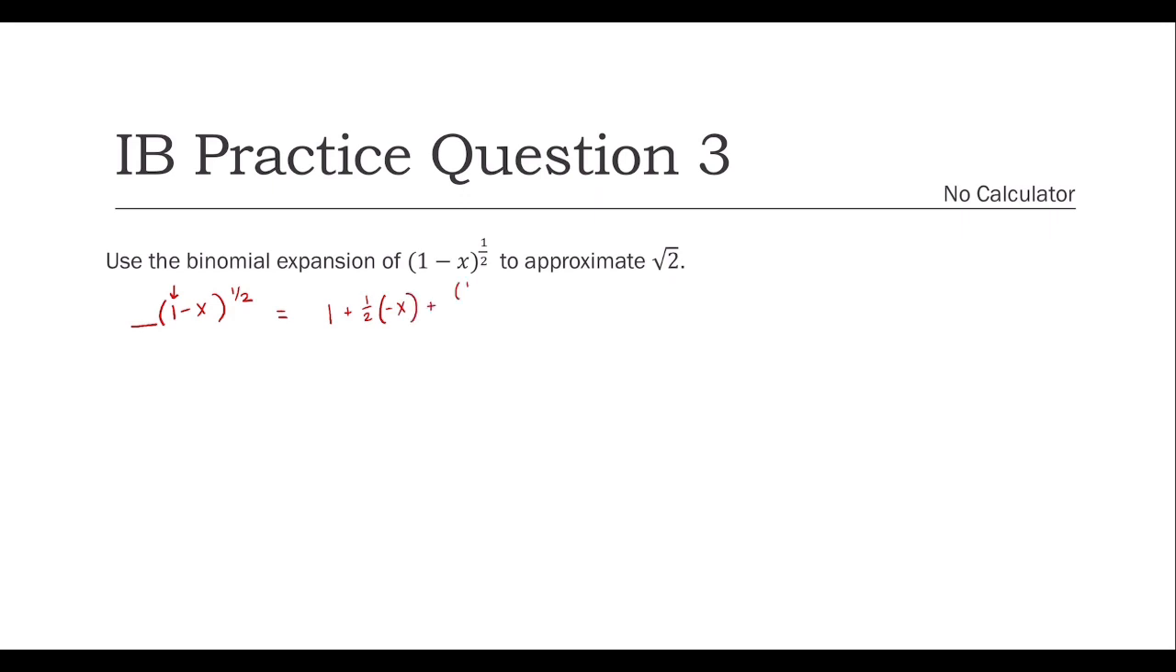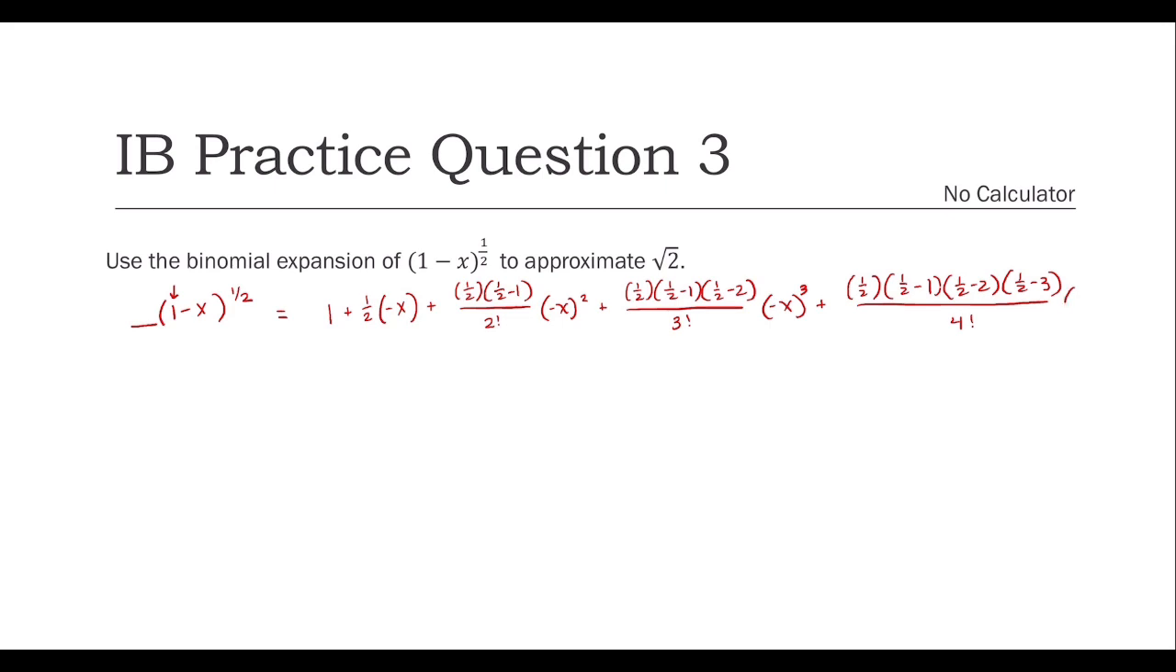plus 1/2 times (1/2 minus 1) over 2 factorial times negative x squared, plus 1/2 times (1/2 minus 1) times (1/2 minus 2) over 3 factorial times negative x cubed, plus 1/2 times (1/2 minus 1) times (1/2 minus 2) times (1/2 minus 3) over 4 factorial times negative x to the fourth. So we'll do some simplifying.